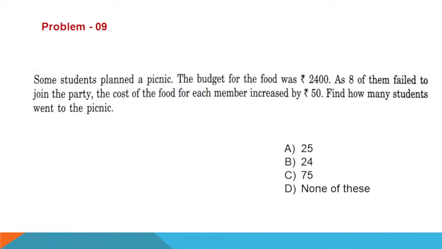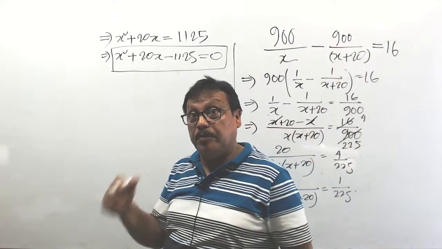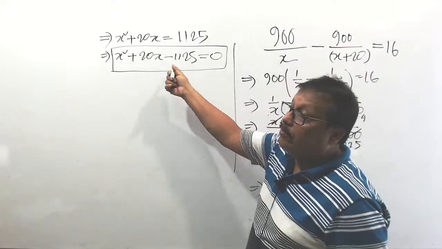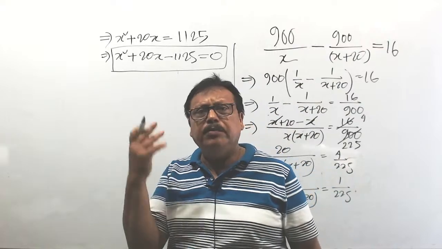See, next one. Some students planned a picnic. The budget for the food was 2,400. As 8 of them failed to, oh, it is the same as just now. It is problem number 8 that I have done now. You will form the equation and solve. The same problem. You know the middle term method, how to solve.